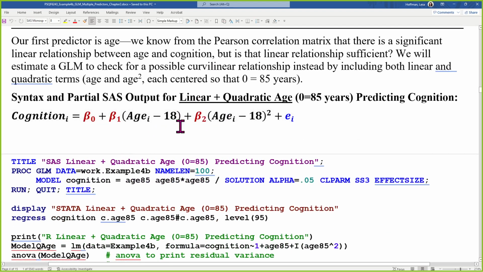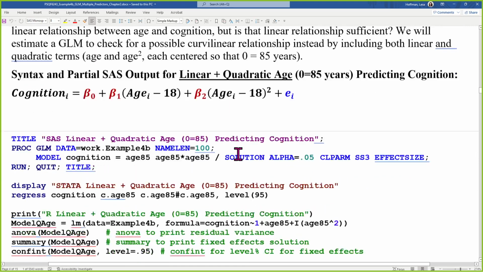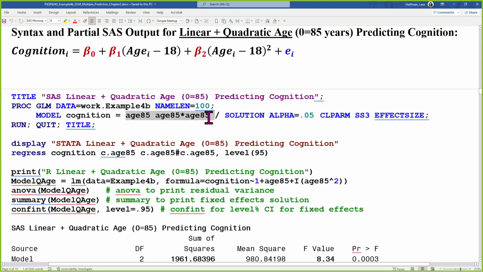So then we looked at linear and quadratic age last time to see if there was any curvilinear relationship there. Note that both predictors go in the models. If you want to fit a quadratic effect, it only means quadratic if it's above and beyond the linear, so they both go in there.